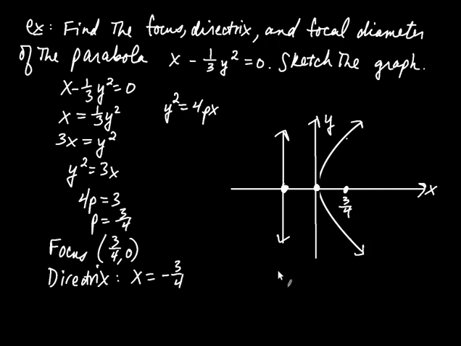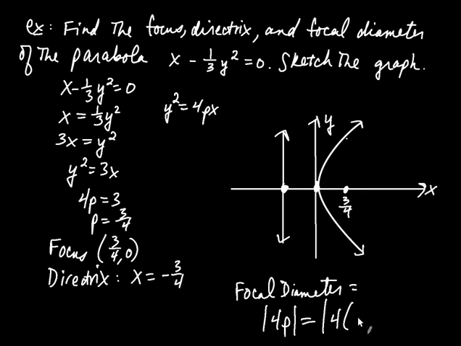And then finally, let's find our focal diameter. So our focal diameter is always equal to the absolute value of 4p, which in this case is the absolute value of 4 times positive 3/4. So we're looking at 3. And so 3 is the width of the parabola, the width of the parabola as measured through the focus, with a line parallel to the directrix.